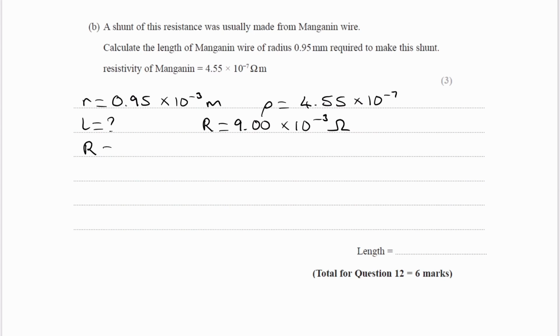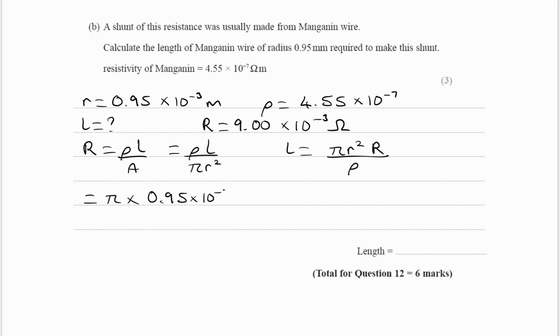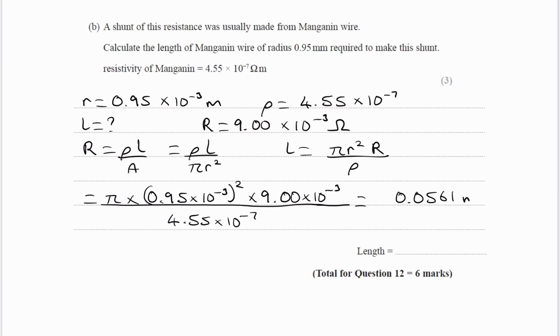Okay, so then we can use the equation resistance is resistivity times length over area. Area is pi r squared, that's the cross-sectional area of the wire. And then the length will be pi r squared times resistance, all divided by resistivity. And then we put that into our calculator. So this would be pi multiplied by 0.95 times 10 to the minus 3 squared, times the resistance, which was 9.00 times 10 to the minus 3, and then divided by the resistivity, 4.55 times 10 to the minus 7, and we end up with 0.0561 meters, or to 2 sig figs, 0.056 meters.